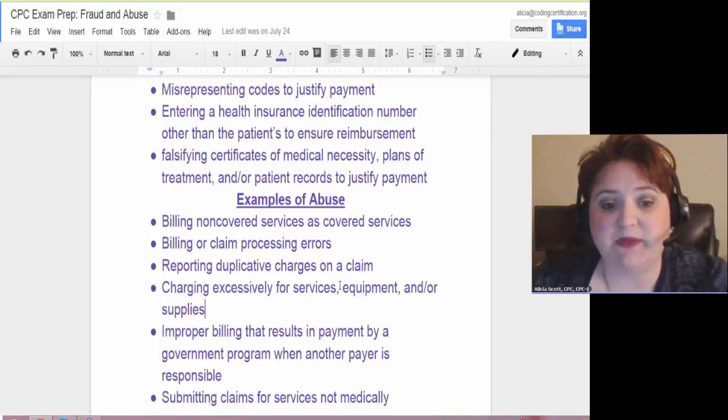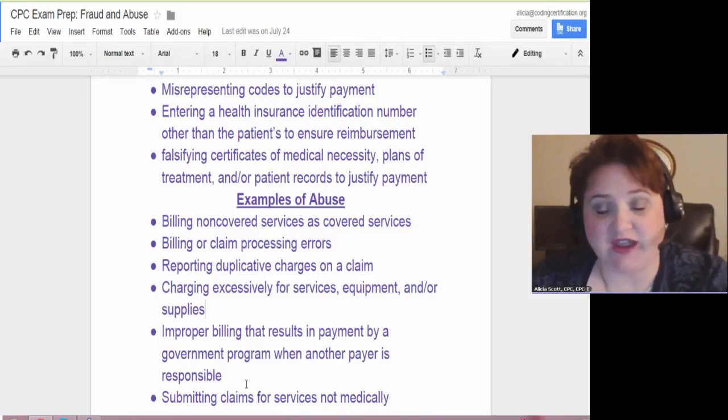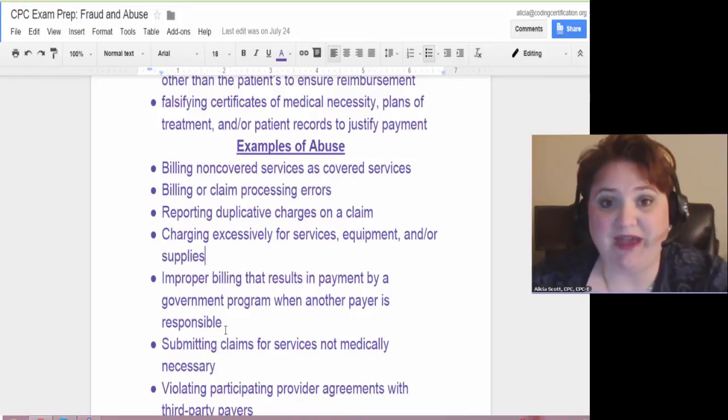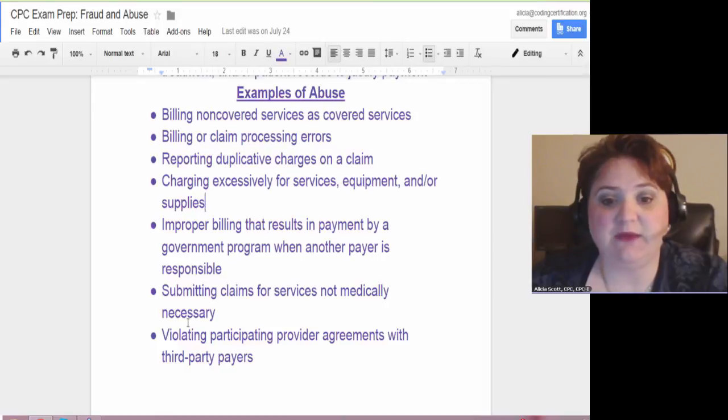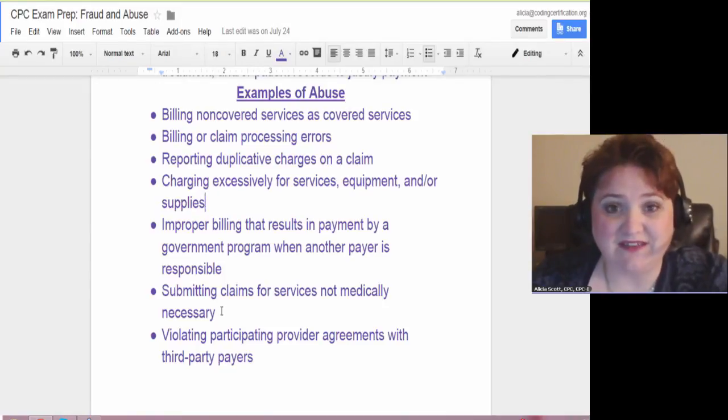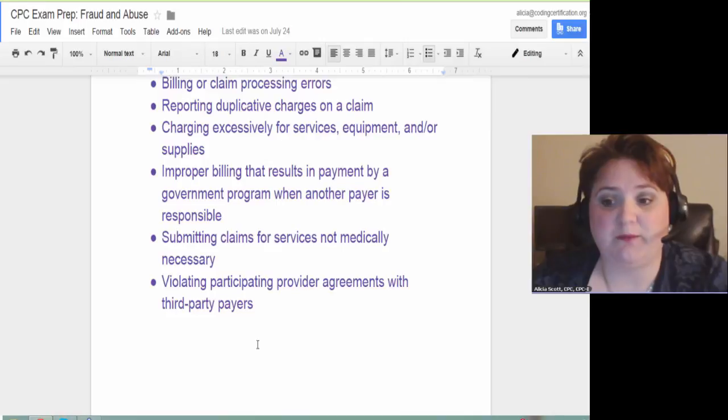Improper billing that results in a payment by a government program when another payer is responsible. Again, like Joanne mentioned, we've got healthcare reform and changes. They're running out of money fast, and they get paid to find mistakes when they send an auditor in. So you bet they're going in with a fine-tooth comb to find mistakes. Submitting claims for services not medically necessary, that's huge. Medical necessity is the first thing, in my opinion, that auditors are looking for because it's a red flag. Now, again, they're looking for lots of other things, but medical necessity, that's a big deal. Violating participating provider agreements with third-party payers.